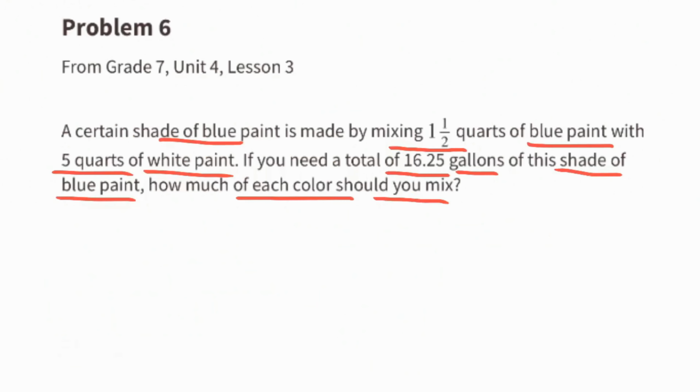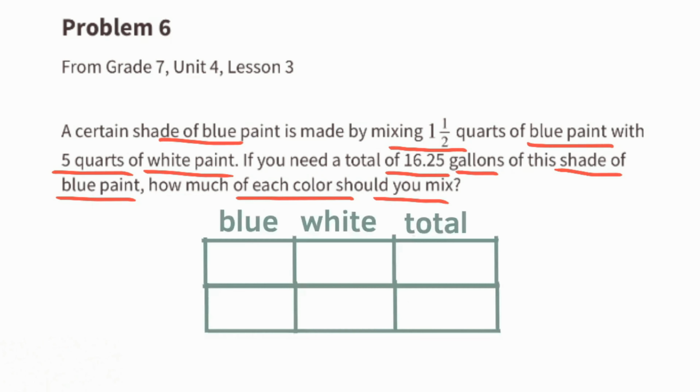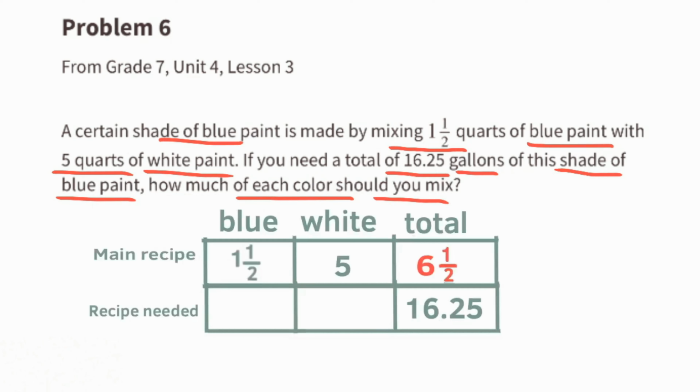Problem number 6. From 7th grade, Unit 4, Lesson 3. A certain shade of blue paint is made by mixing 1.5 quarts of blue paint with 5 quarts of white paint. If you need a total of 16.25 gallons of this shade of blue paint, how much of each color should you mix? 1.5 plus 5 is 6.5, which is the total amount of paint for the main recipe.